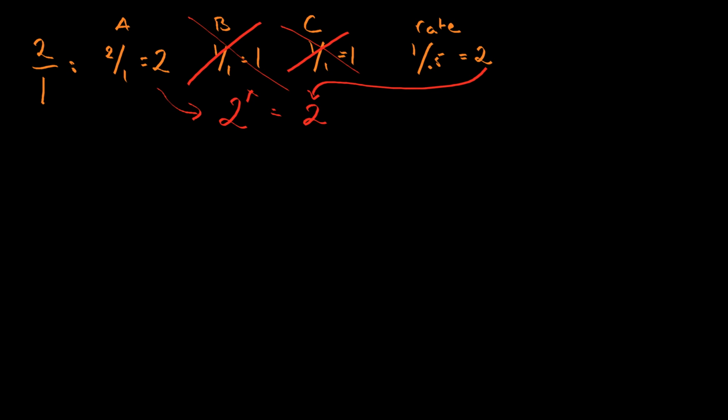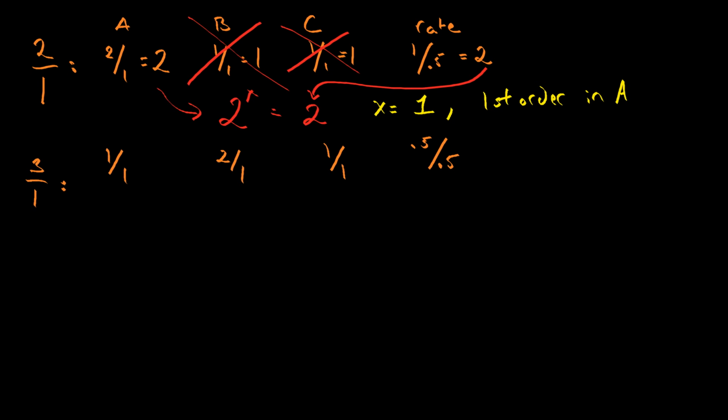So what we see is that x is equal to 1. 2 to the 1 equals 2. So this reaction is first order in A. So whatever the rate is, you just take A and multiply it. It's just to the first power. Okay, doesn't need to be multiplied by itself or anything.